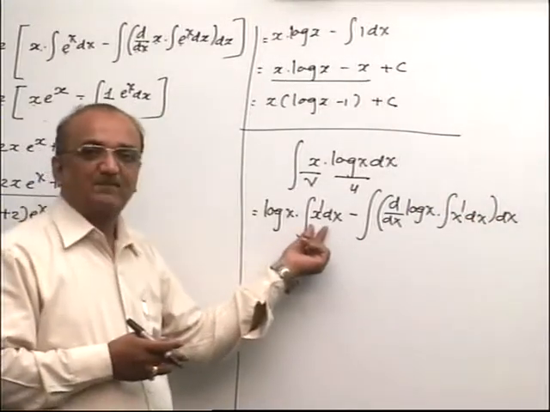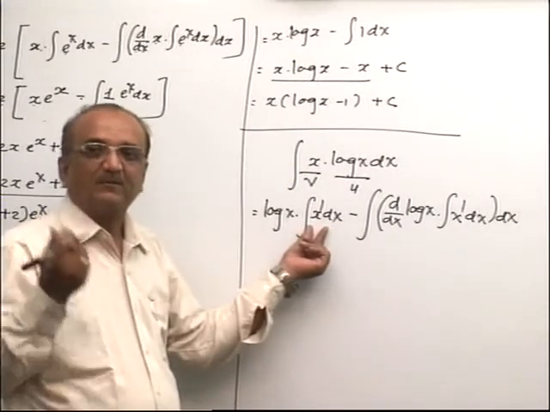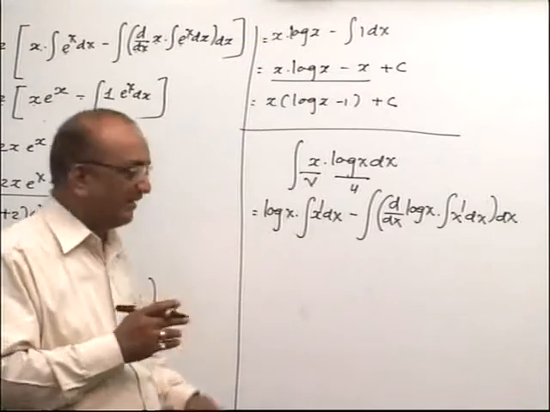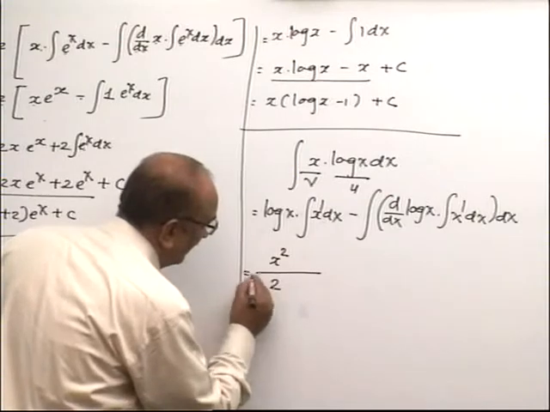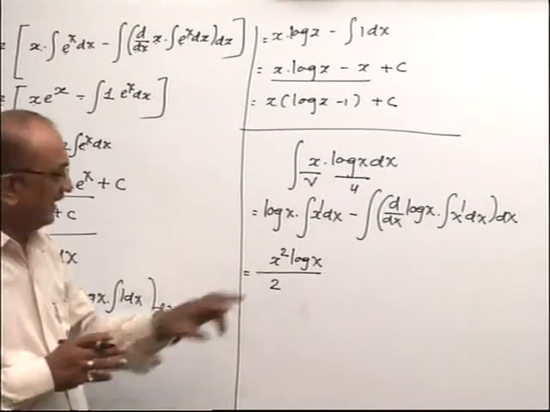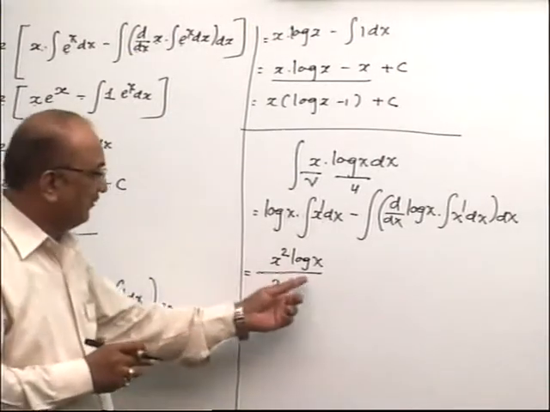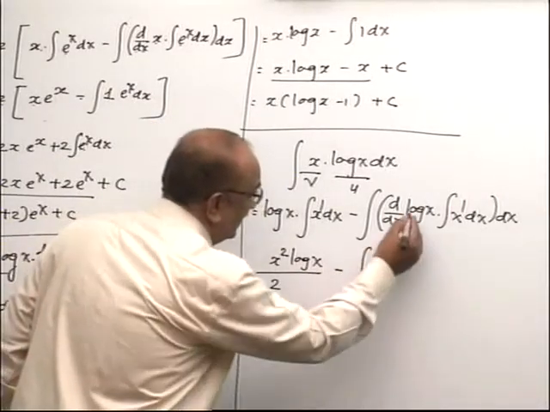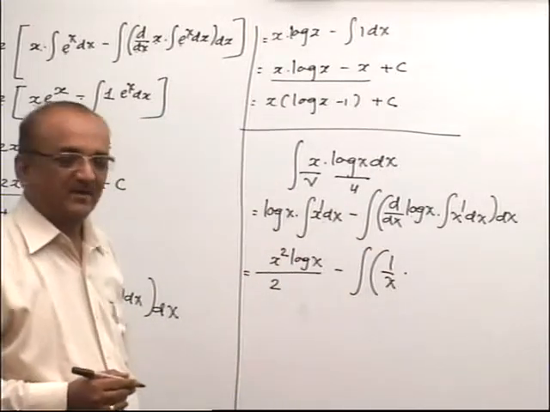x to the power 1, this is the formula of x to the power n dx. So what will the answer be? x to the power n plus 1 upon n plus 1 plus c. This is the answer. What is integration of x to the power 1? You may write this as x square by 2 into log x. The first part of the integration is over. Minus derivative of log x, which is 1 upon x.